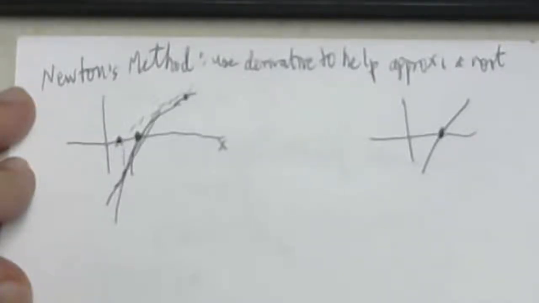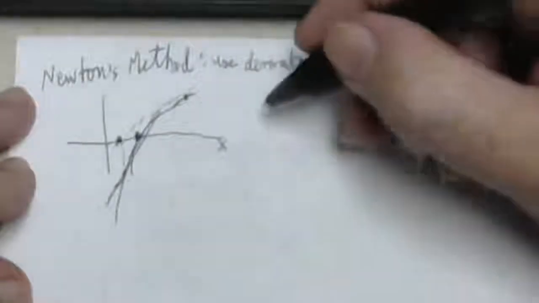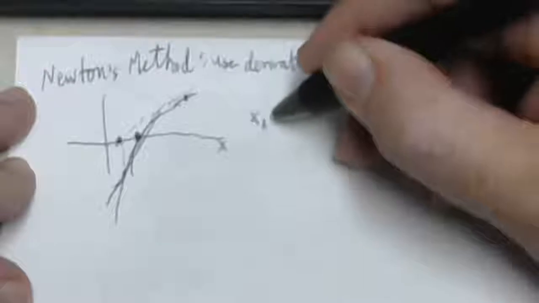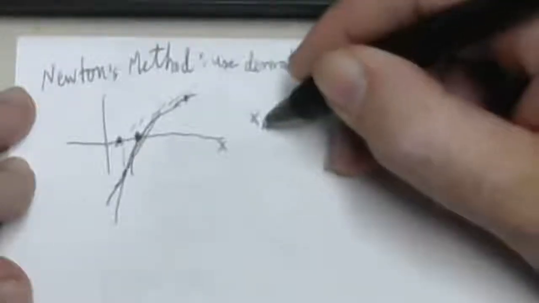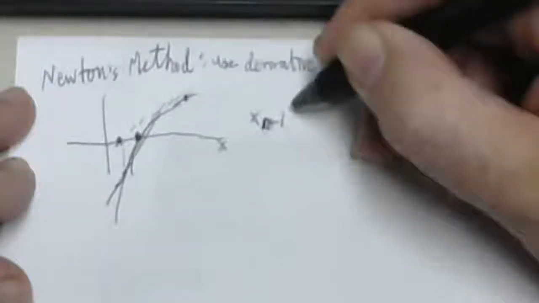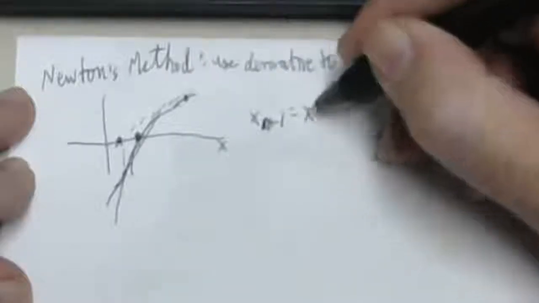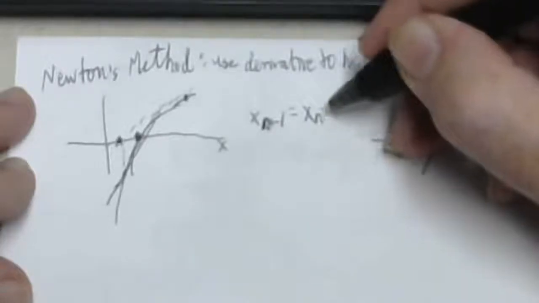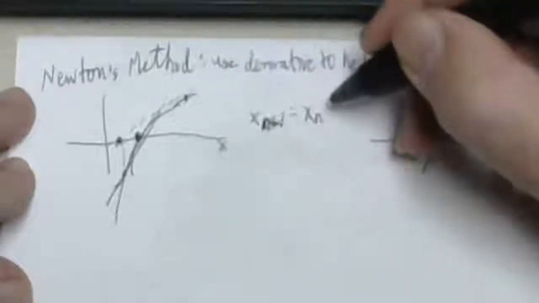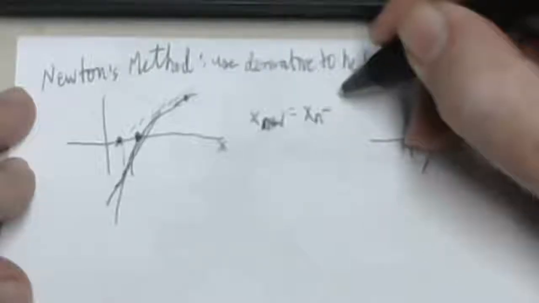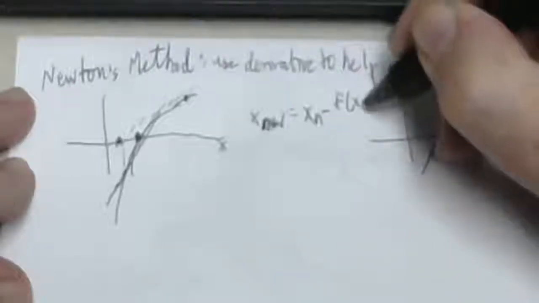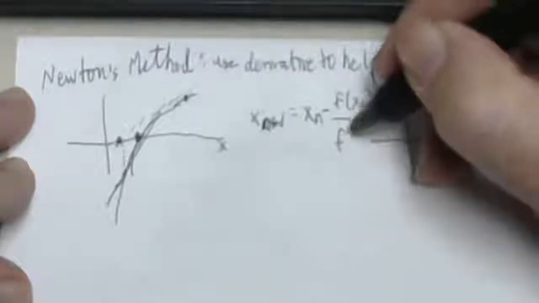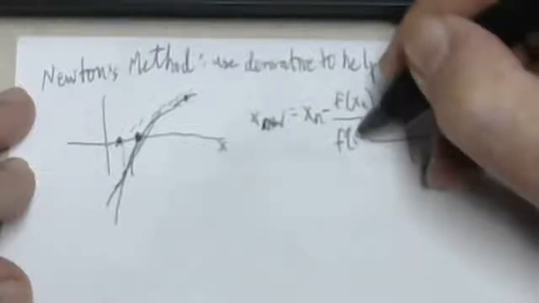Now, your textbook goes through and explains how this works, but the basic idea is something called iteration, where we start with an initial number, x sub n, and then we generate another one, x sub n plus 1. The way that we do this is we take the function divided by the derivative, evaluated at that point.